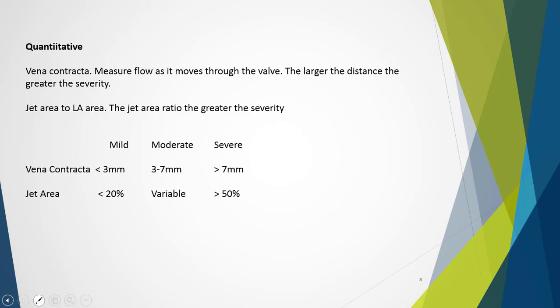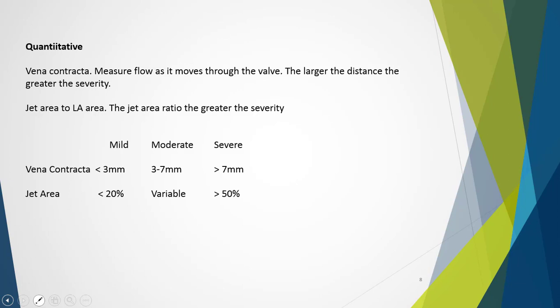The greater the jet ratio, the greater the severity. Note, this is only effective when the jet is not eccentric and hits a wall. As mentioned previously, these jets splay and dissipate their energy rapidly.